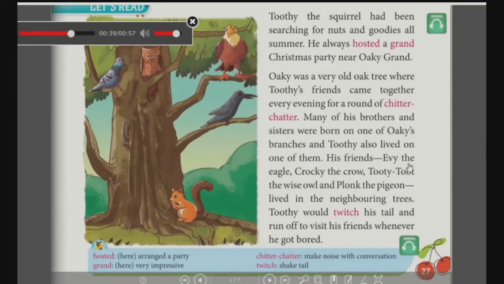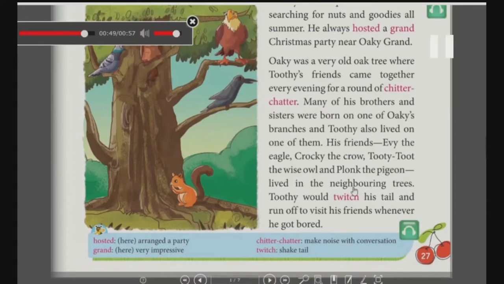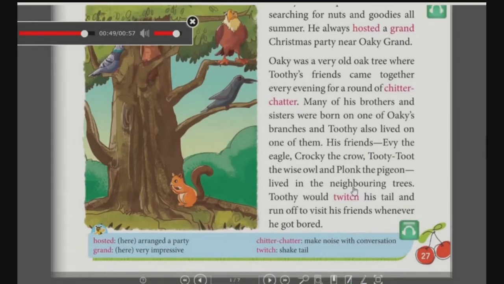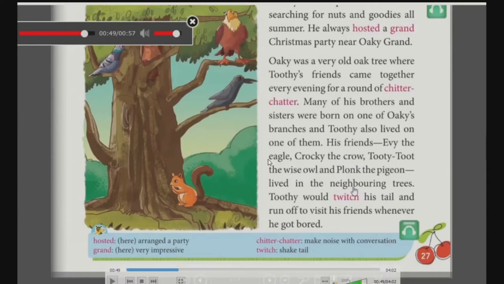His friends, Evie the eagle, Crocky the crow, Tooty Toot the wise owl, and Plunk the pigeon, lived in the neighbouring trees. As I told you earlier, you can see the names over here. Evie the eagle. It is relating to the name, there is some connection. Maybe they have given the name Evie because an eagle flies very high or something like that. Or maybe the name starts with E, so they have given the name Evie. Crocky the crow, because the sound that crows make sounds like this word croak. Tooty Toot the wise owl, because the sound that an owl makes sounds like tooty toot. Plunk the pigeon, because it makes this kind of sound.